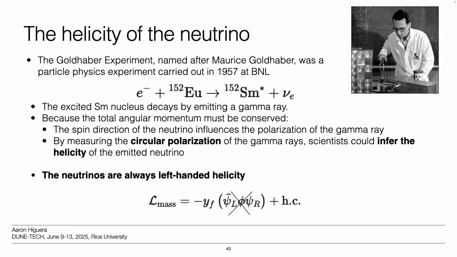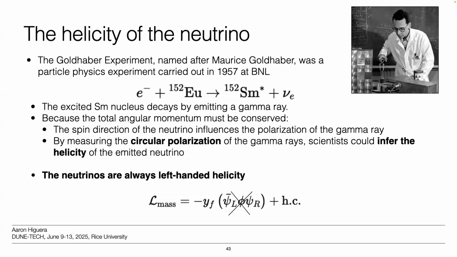So when people did this experiment, they always found that the neutrinos were left-handed particles, of left-handed helicity. So regardless of whether polarizing the products, because of angular momentum conservation, the neutrinos always were left-handed.